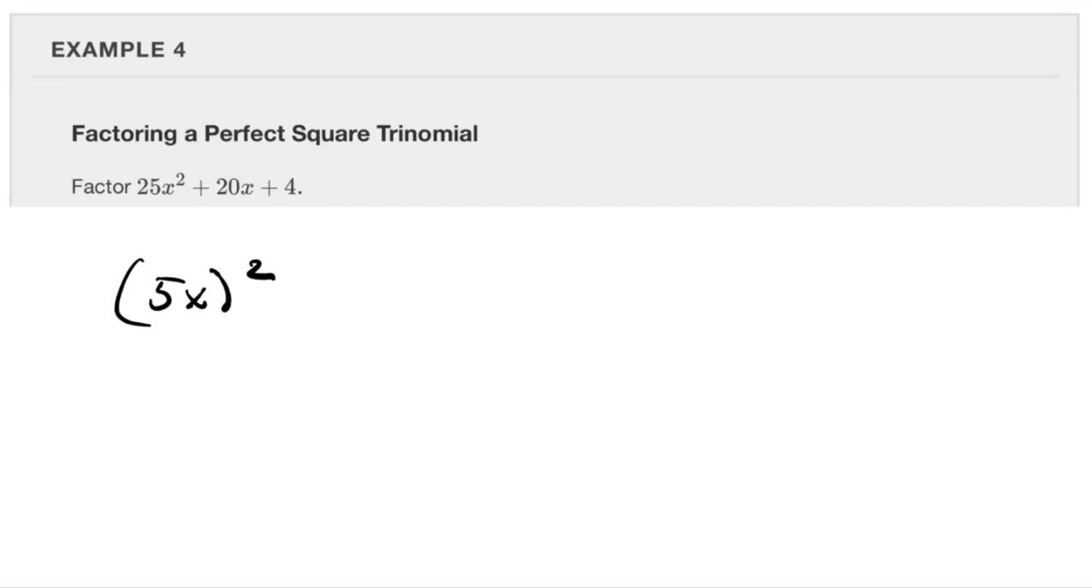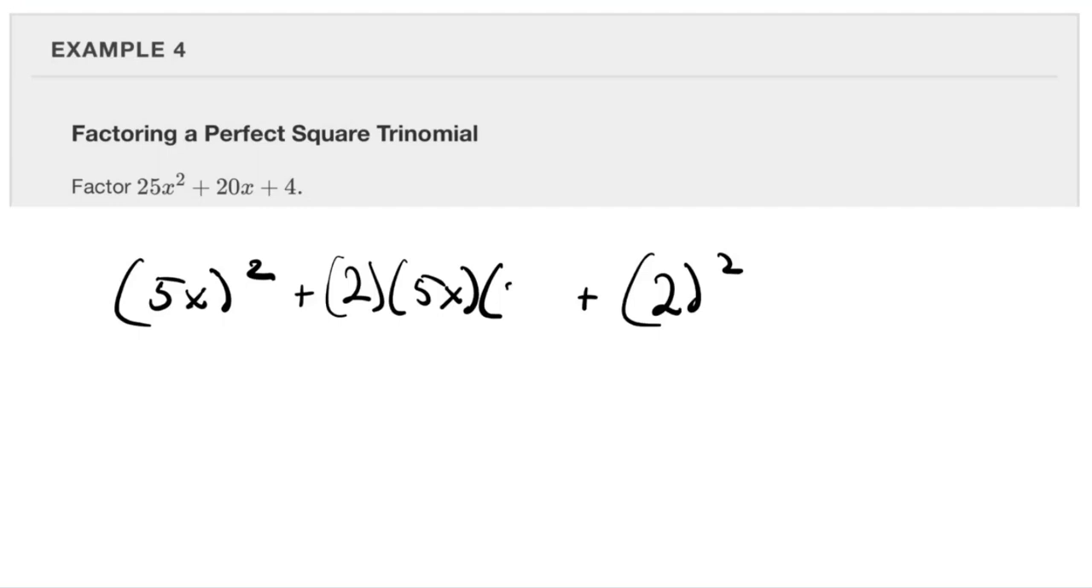The last term looks like what? 2 squared. Okay. So then is the middle term 2 times 5x times 2, right? Well, let's just confirm. 4 times 5 is 20x. That is indeed the case. So then our claim is that it should be 5x plus 2 squared.